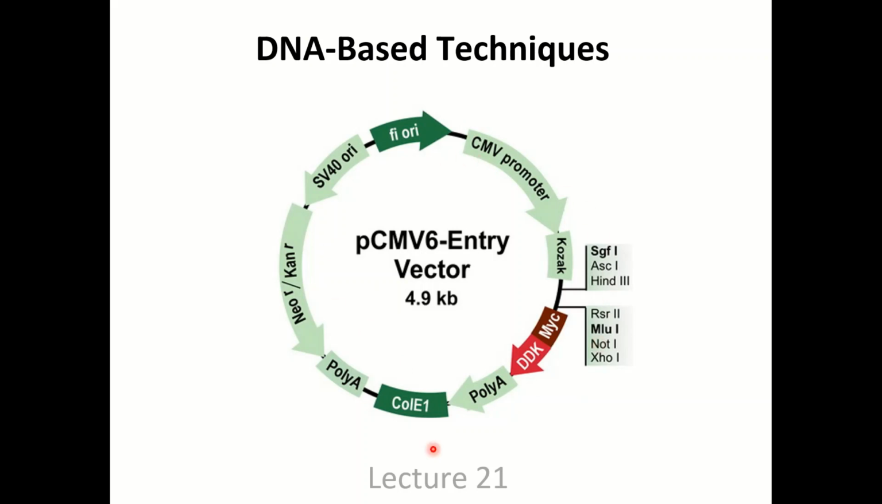A vector or a plasmid is a circular piece of DNA. Typically, you put these circular pieces of DNA containing a gene that you're interested in expressing into a particular cell line or bacteria strain. In this case, this vector is made to be transfected into eukaryotic cell lines. We'll talk about the pieces, the arrows in this vector, a little bit later in this lecture.